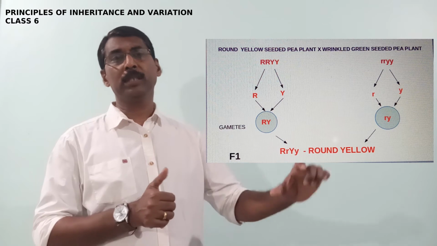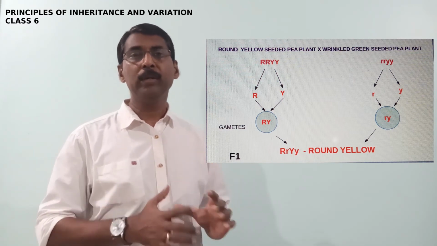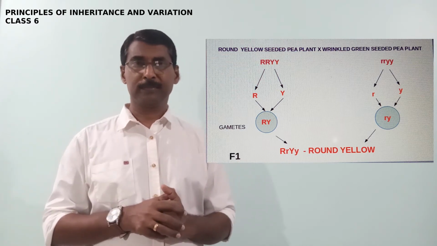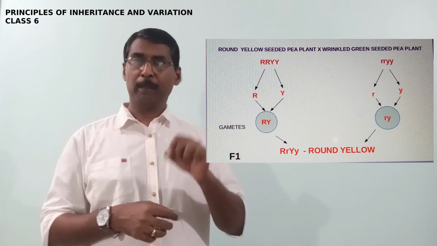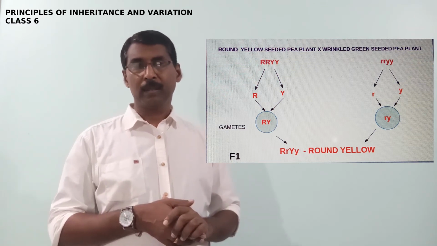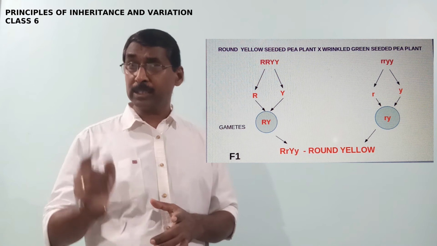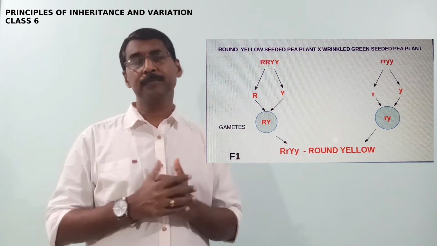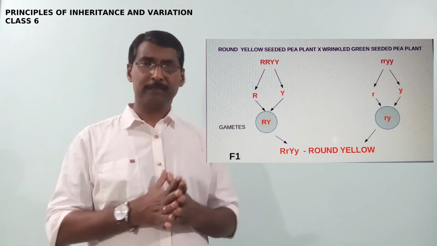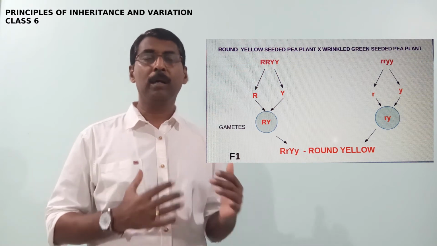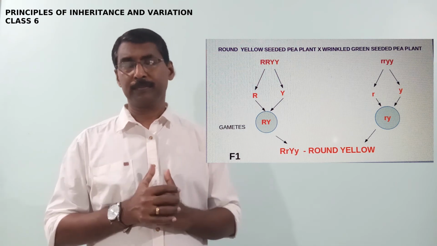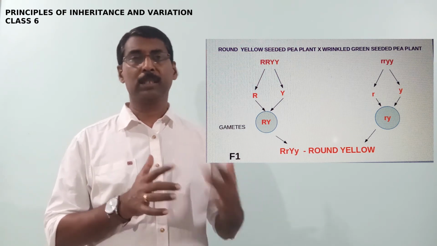So all the F1 progeny are round, yellow, but notice that they are heterozygous. What is the genotype? Capital R, small r, capital Y, small y. As a dominant allele for roundness is there, the plant produces round seeds. As a dominant allele for yellow color is there, the seeds are yellow in color. So the F1 progeny are all with round seed and yellow color. They are heterozygous.